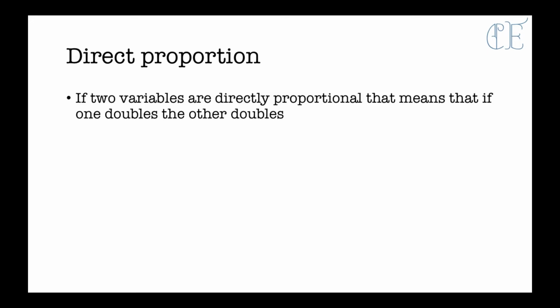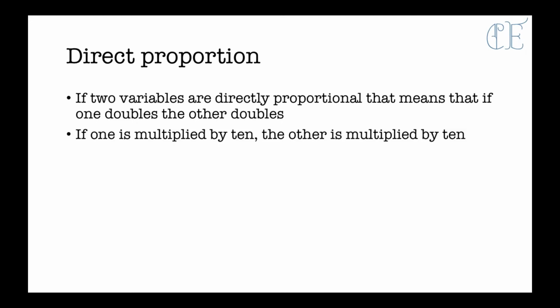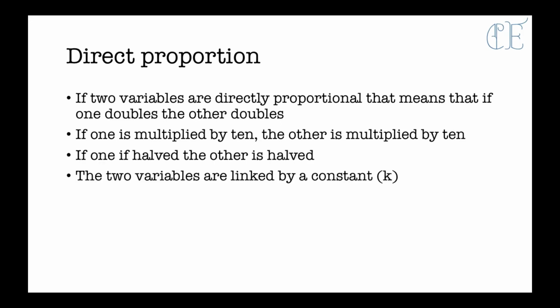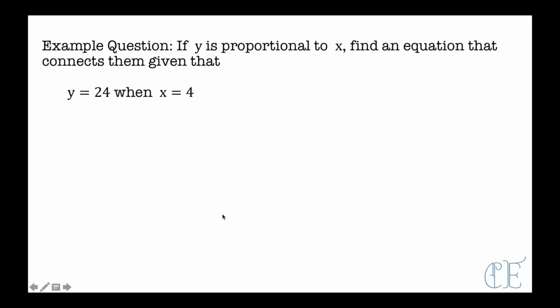If two variables are directly proportional, it means that if one doubles, then the other number also doubles. If one is multiplied by 10, then the other is multiplied by 10. If one is halved, the other is halved. These two variables are linked by a constant, which is called k. Now, the constant is whatever number you multiply by. So, in this case, if both numbers are multiplied by 10, 10 will be your constant. If both numbers are halved, then divide by 2 would be your constant, and so on. So, let's look at some examples, and you'll understand that a bit more once we do.